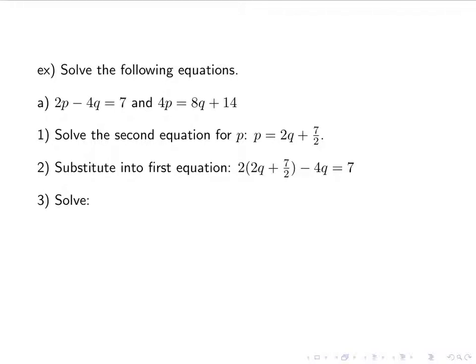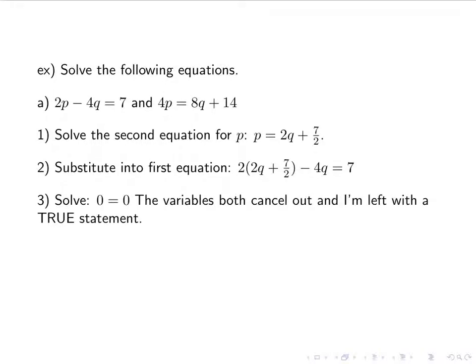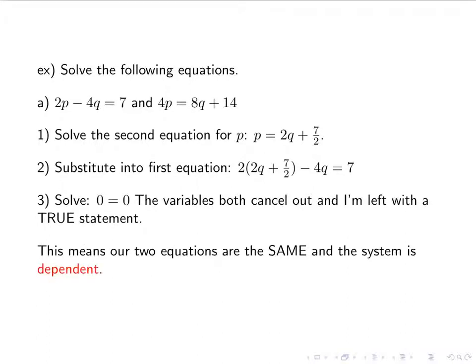When I solve it, I get the following. 0 equals 0. It can happen where the variables cancel out. So there's no q's left. And what I'm left with in this case is a true statement. 0 equals 0. That is true no matter what p is, no matter what q is. 0 is 0.